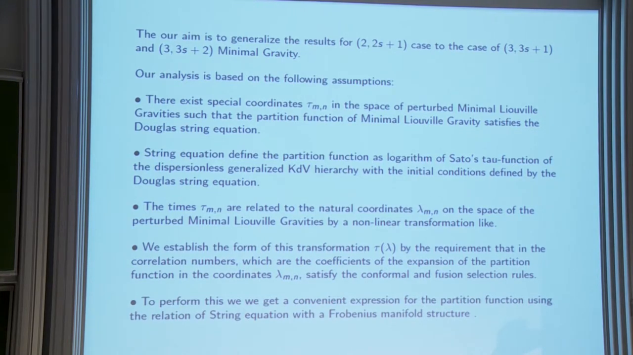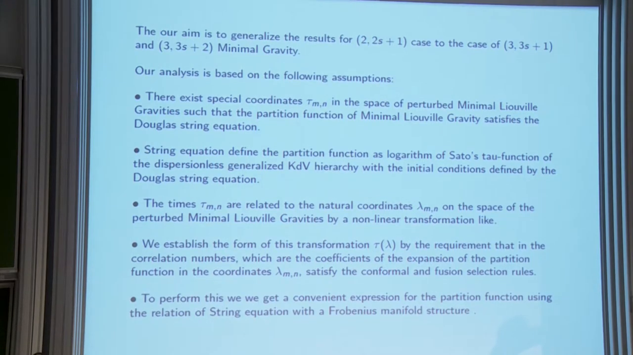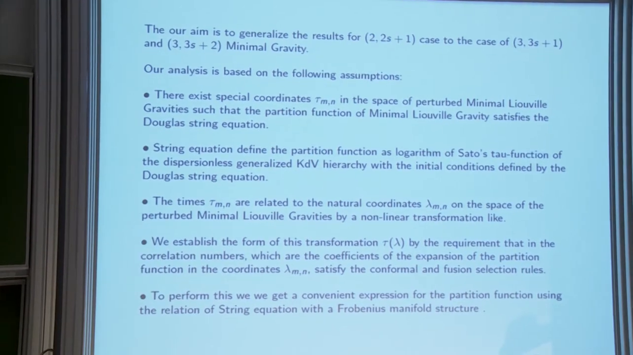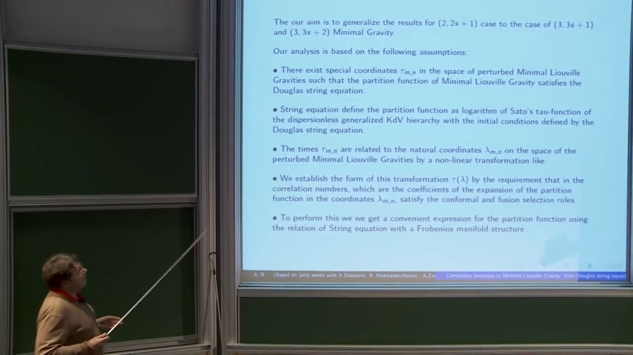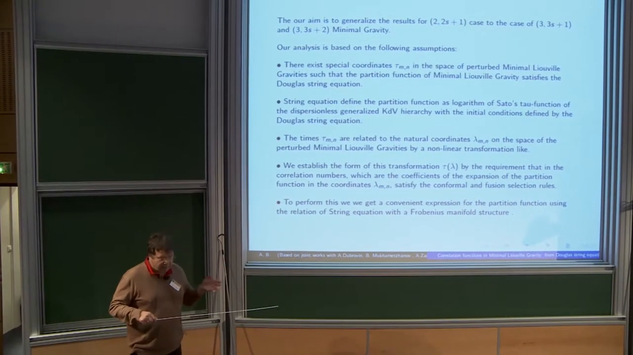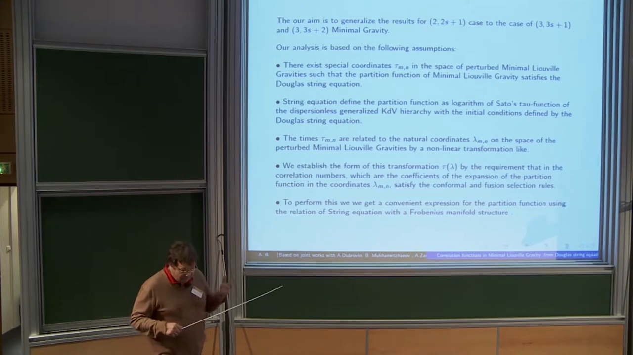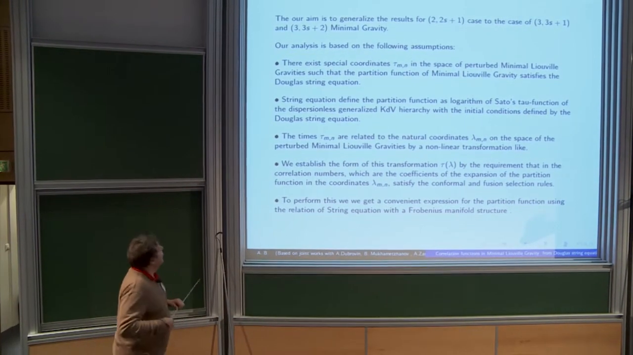The first assumption is that there exist, in the space of perturbed minimal Liouville gravity, special coordinates T_mn, which don't coincide with the natural lambda_mn, in which the partition function of minimal Liouville gravity satisfies the Douglas string equation, like it does in matrix models.